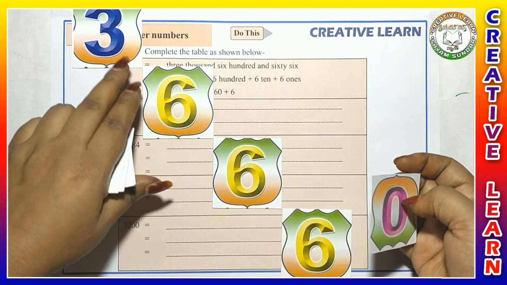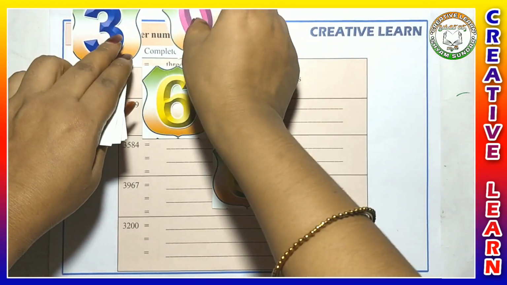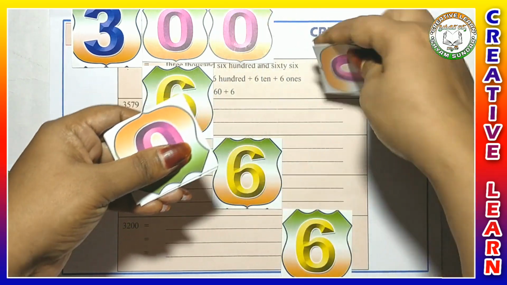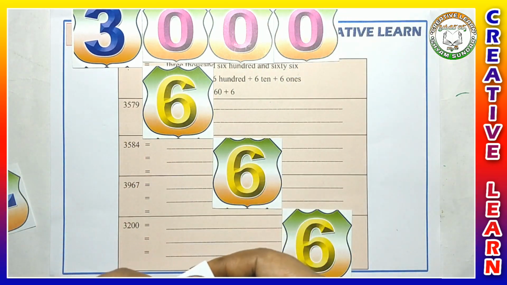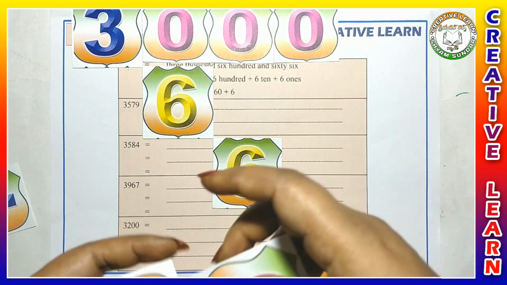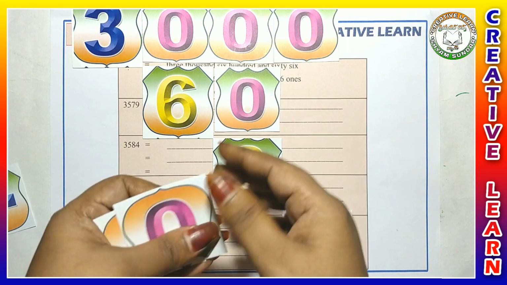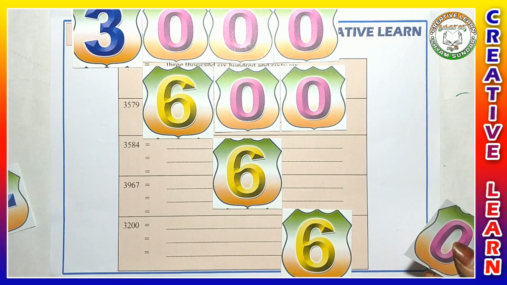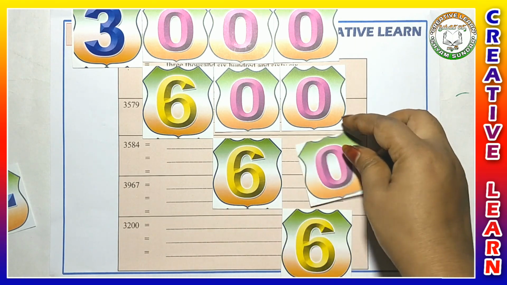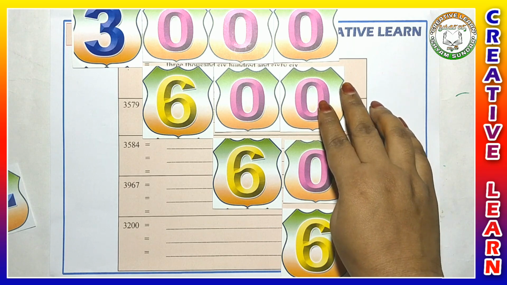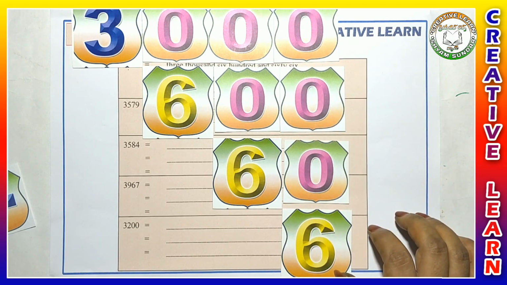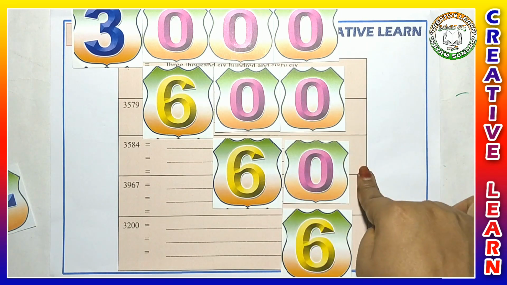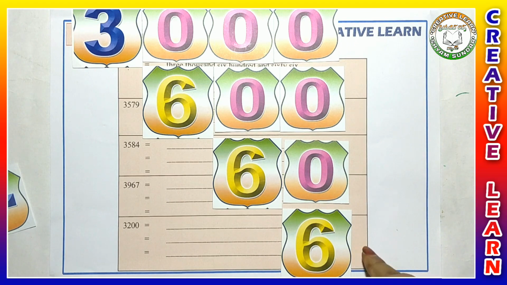So first, 3 in 1000 place, so keep 3 zeros. 1, 2 and 3 zeros. 3000 completed. Now 600s are there, so 2 zeros. 600s. Next, 6 tens are there, so keep 1 zero. It is 60. And the last 6 ones are there, so no zeros. 3000, 600, 6 tens and 6 ones.